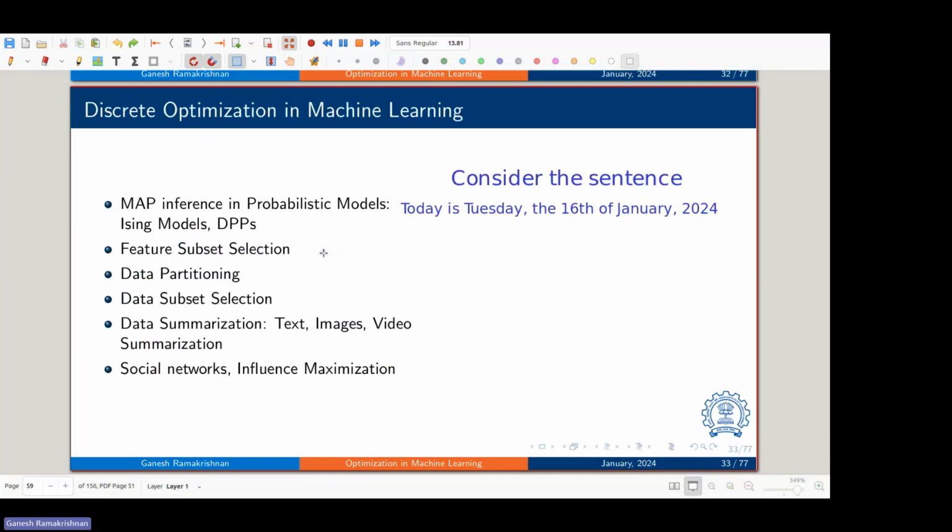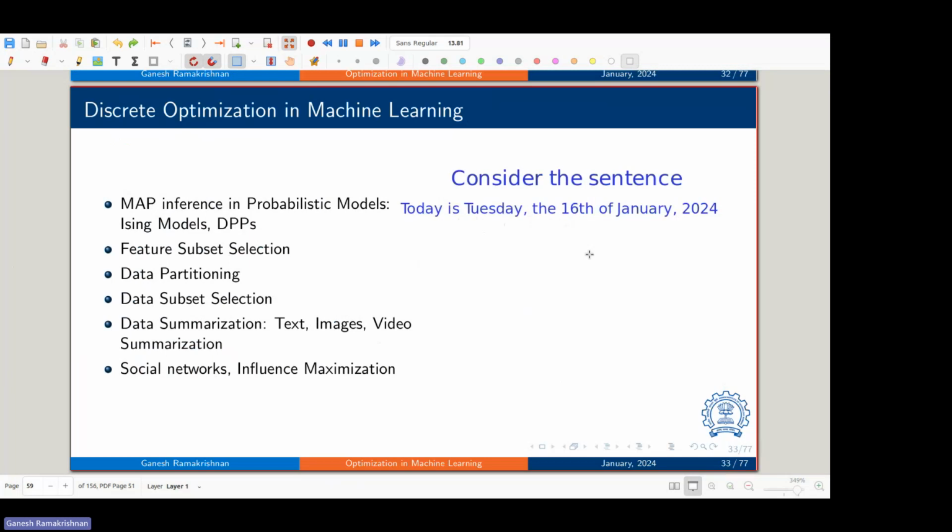Okay, so let's say as a sentence, today is Tuesday, the 16th of January, 2024. And I want to parse this sentence, find part of speech tags. You know what part of speech tags are? So today would be a noun, is would be an auxiliary verb, Tuesday is a proper noun, the is a determiner, and so on.